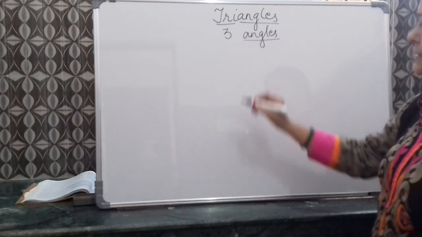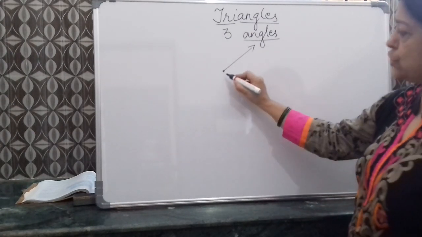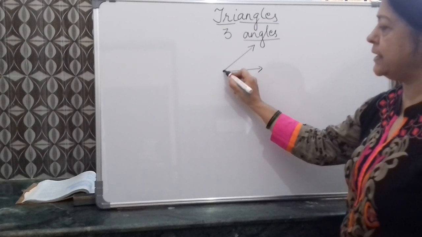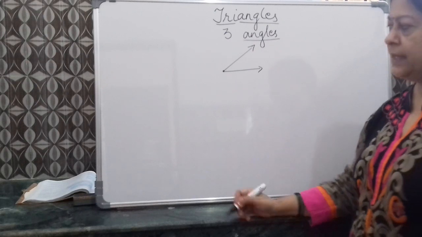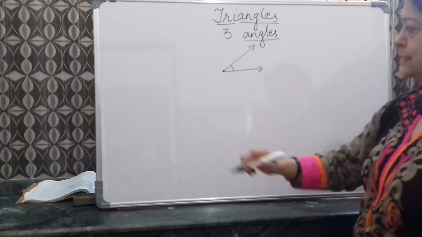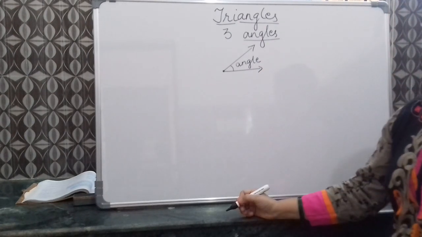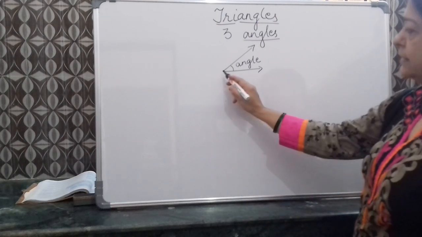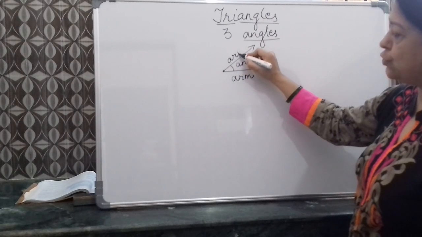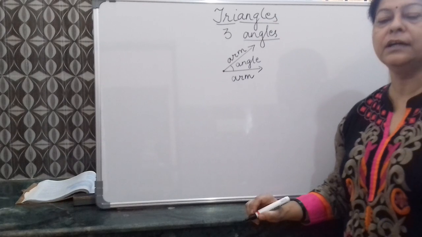An angle is a combination of two rays. This is one ray and this is another ray, and when these two rays join together at a point, that point of intersection has a deviation, an angle that is made, and this particular deviation is known as an angle. At the same time, this line is known as an arm and this line is also known as an arm. But this is not a line, this is actually a ray.